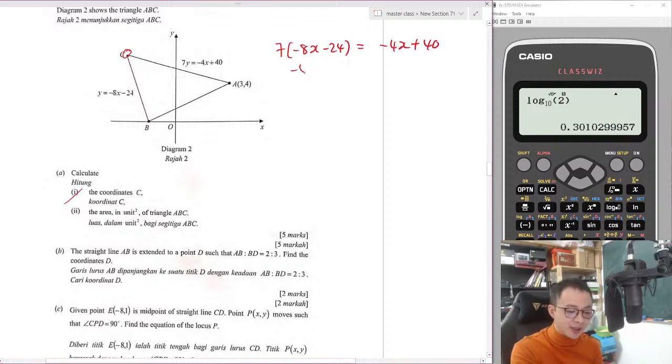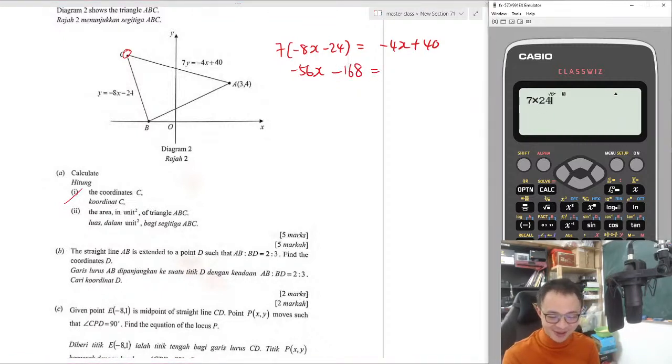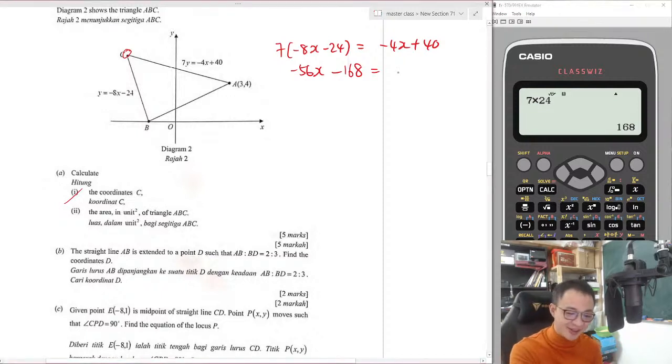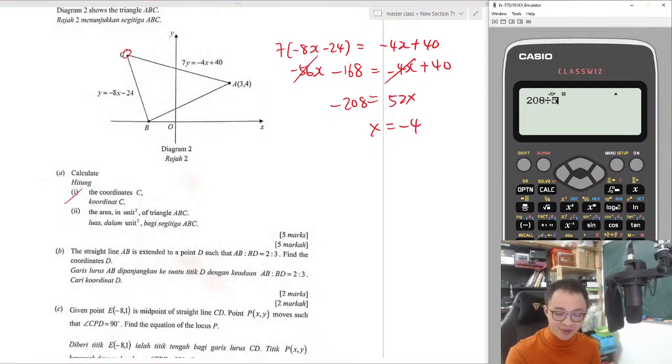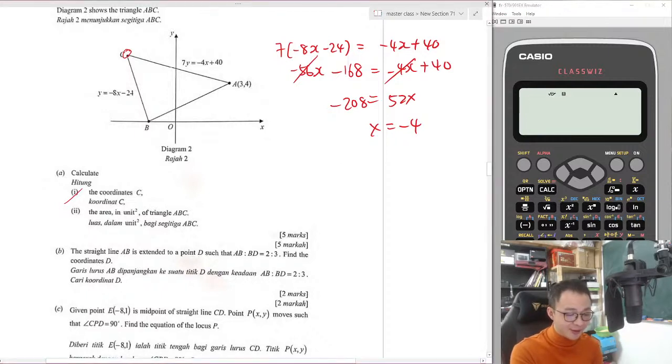Alright, so what we want to do right now is 56x minus 24 times 7, which is 168, isn't it? Don't trust my brain so much, I type with the calculator better. Yeah, 168, minus 4x plus 40. So I will solve this and get 52x equals 208, so x equals negative 4. It should be 208 divided by 52. Yeah, 4.